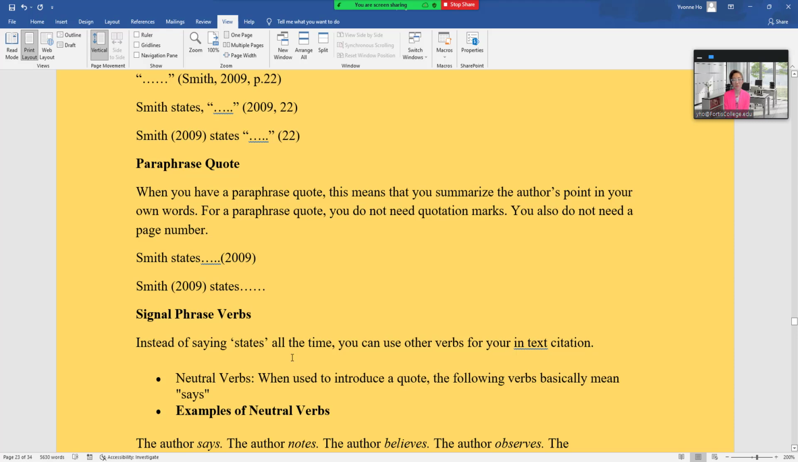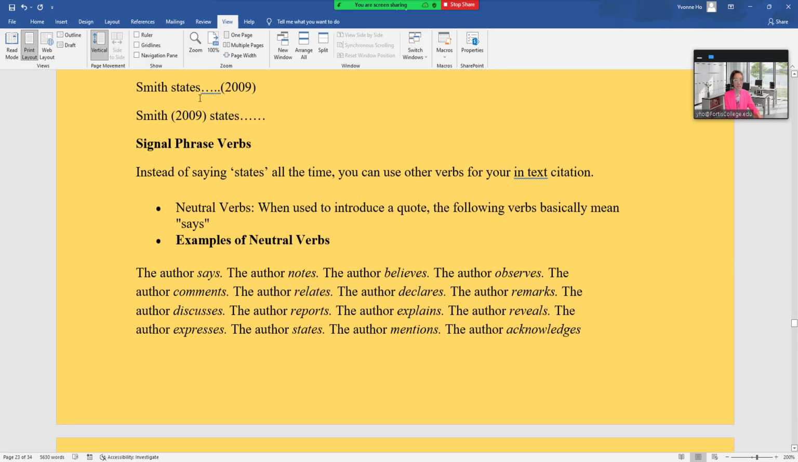When you have a paraphrase quote, this means that you summarize the author's point in your own words. For a paraphrase quote, you do not need quotation marks. You also do not need a page number. So you would say, Smith states that most Americans are overweight. Then you put in the date, or you can say Smith 2009 states most Americans are overweight.